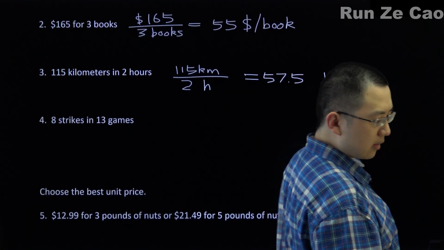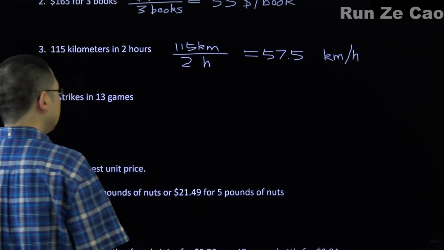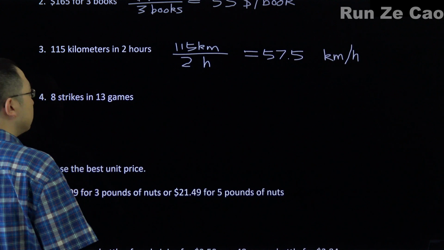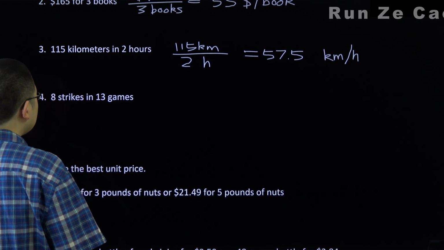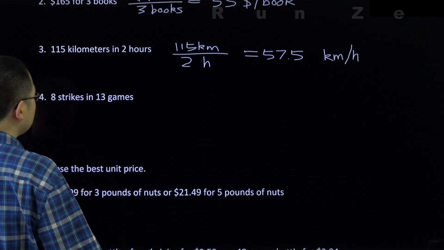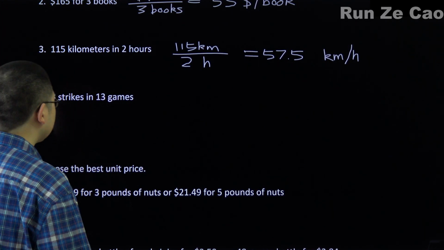8 strikes in 13 games. If this is for baseball, this person is probably pretty decent, or his team just loses a game so fast that he doesn't get any rotations on the field, really.